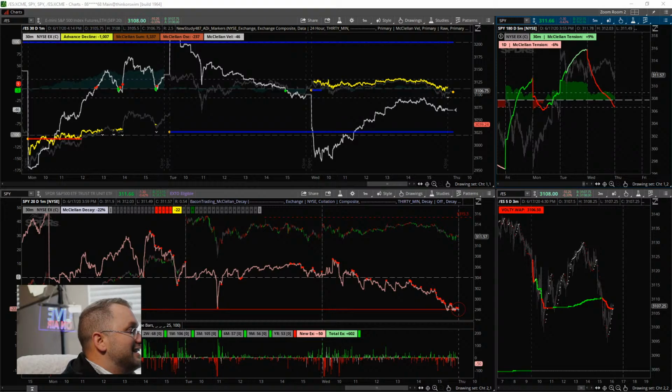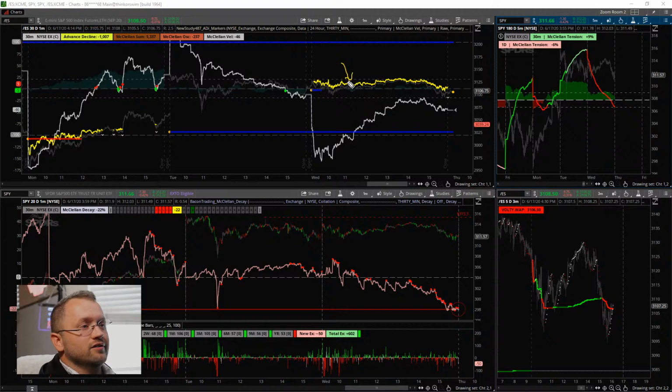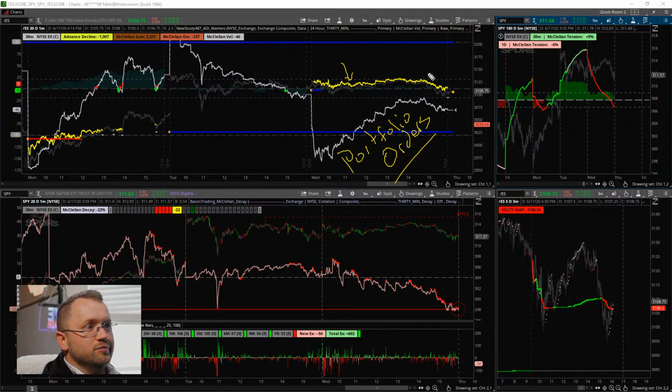Miguel asks, what's the yellow line above the velocity line? When do you use it? How does it help with the context? And okay, you're talking about this line here. This indicator is the portfolio orders indicator. Portfolio orders is an indicator that is plotted.